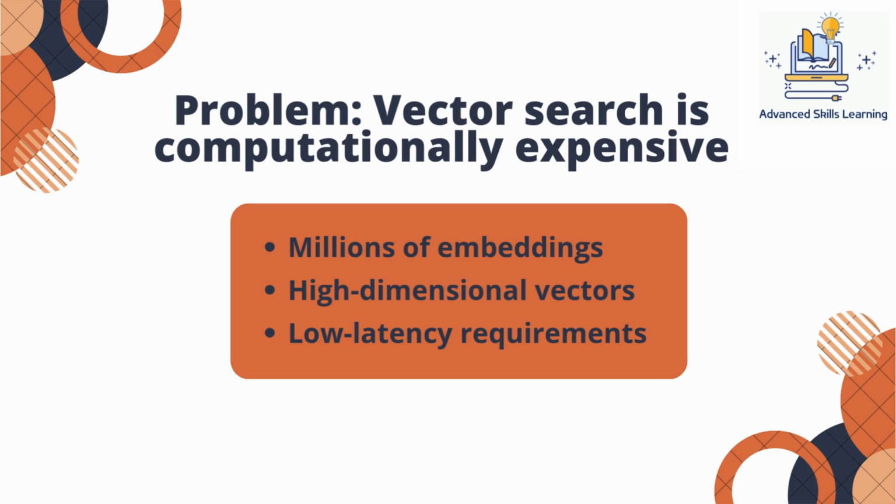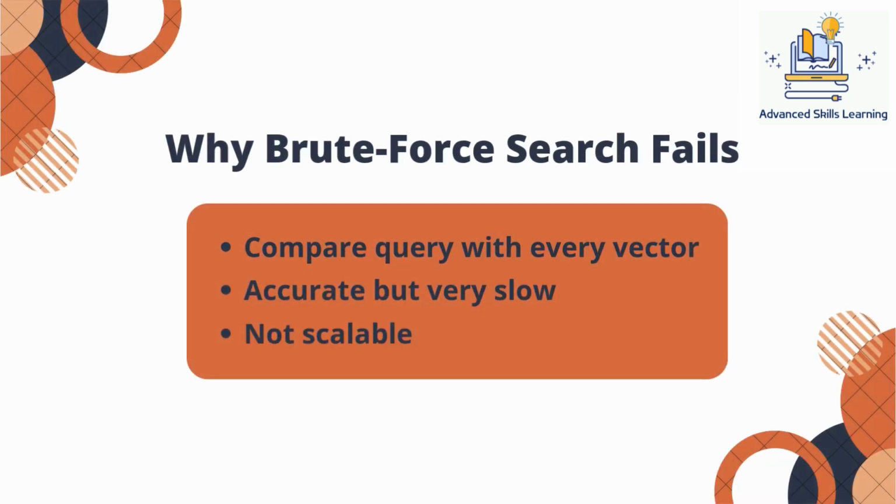If we try to compare a query embedding against every stored vector, the results may be accurate, but the performance is unacceptable. This brute force approach requires computing similarity scores for every vector in the database, which leads to high latency, high compute usage, and increased cost. As datasets grow, response times increase linearly, making brute force search impractical for real-world production systems.